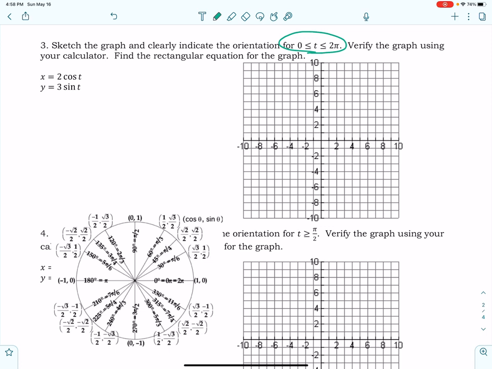So we're going to verify the graph using our calculator. Well, we're not going to do that part. I don't know why I keep saying that. And then we're going to find our rectangular equation for the graph.